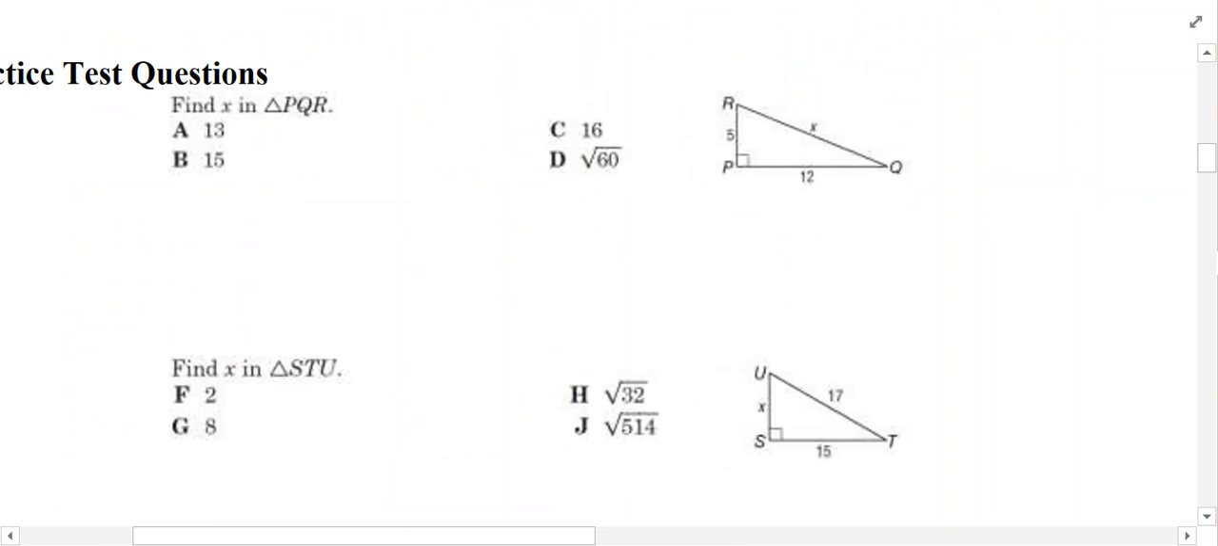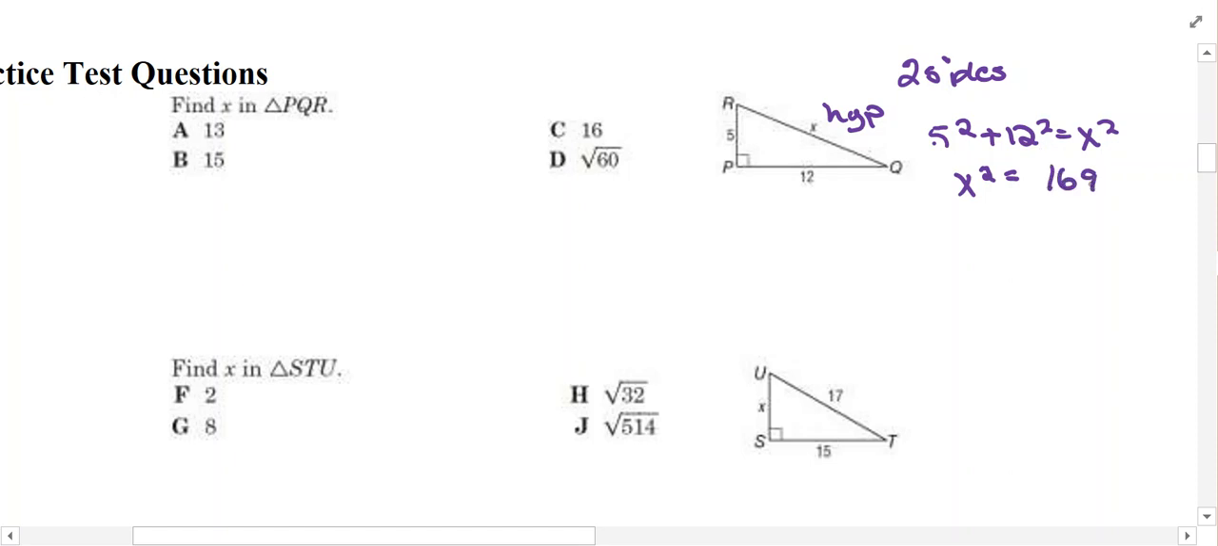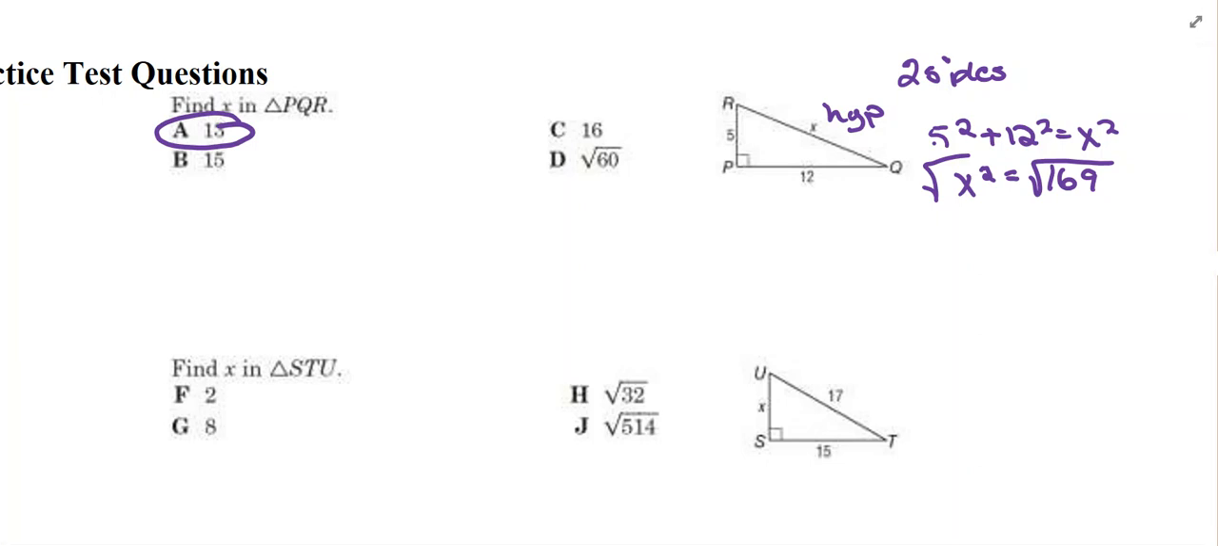So problem number 1 here, we want to find x in triangle PQR. It is a right triangle. We have two sides. So we're going to use the Pythagorean theorem. This is the hypotenuse. So it'd be 5 squared plus 12 squared equals x squared. So x squared would equal 5 squared plus 12 squared, which is 169. Then you would take the square root of both sides, and the answer is 13. And yes, it is one of the Pythagorean triples, so if you remember 5, 12, 13, you can use that way also.